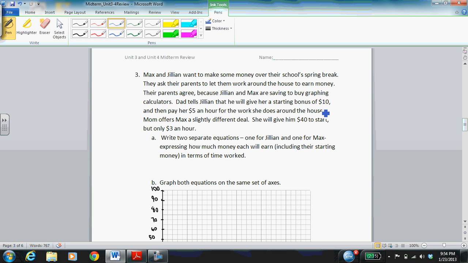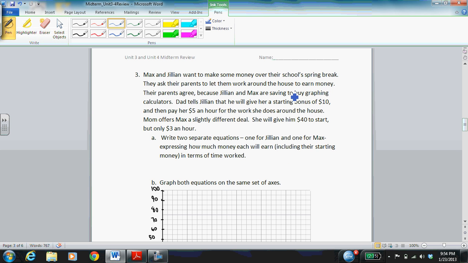So again, let's first look at the question we're being asked, and then we'll come back and look at the key information. So it says write two separate equations, one for Jillian and one for Max, expressing how much money each will earn, including their starting money in terms of time worked.